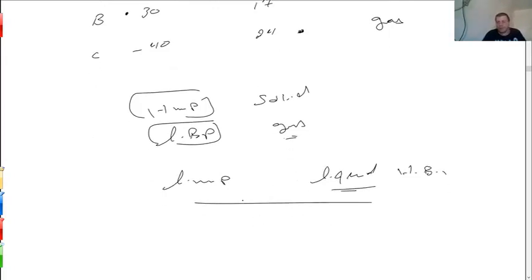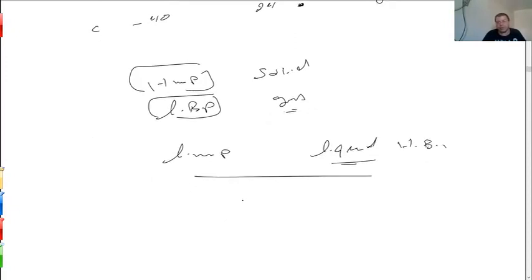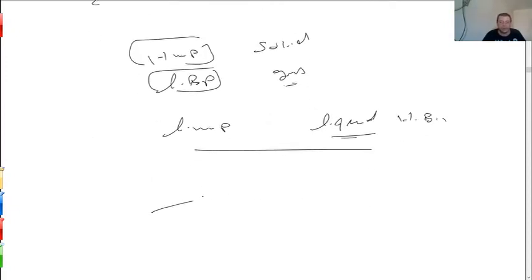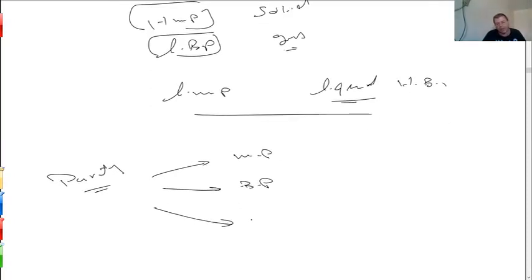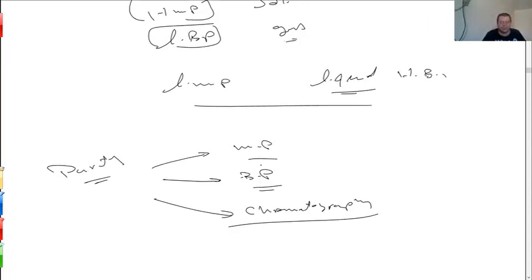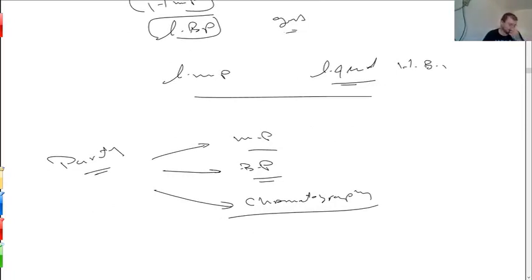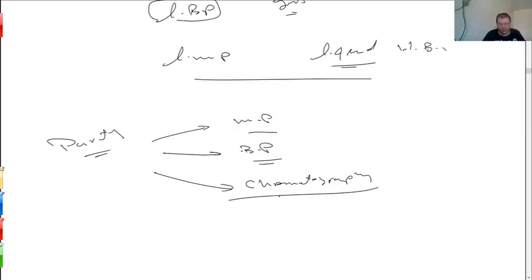After finishing the states of matter, you're supposed to test the purity of the substance. The purity of the substance can be tested using the melting point, the boiling point, or using a method known as chromatography. Those are the three methods which you use to test the purity of the substance.